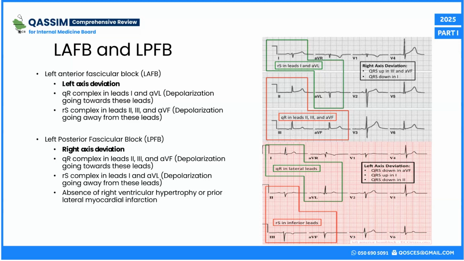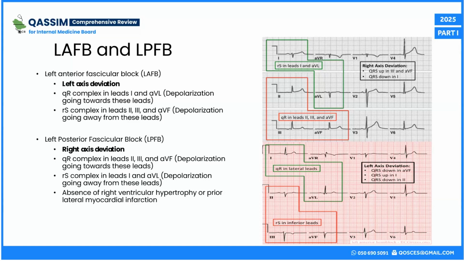Then for a left posterior fascicular block, you will have right axis deviation, and then you will have a QR complex. Then you'll have a QRS complex in lead 2, 3, and AVF. To simplify it, what we mean by a QRS complex is a positive lead. So lead 2, 3, and AVF will be positive, while lead 1 and AVL will be negative. And this is in the case of left posterior fascicular block in the setting of right axis deviation.